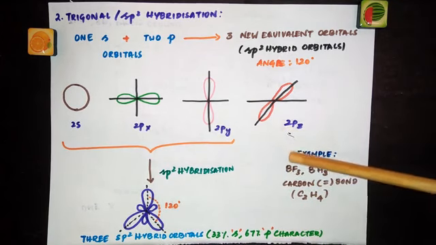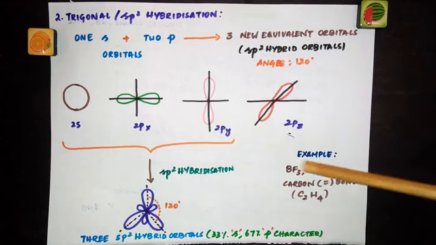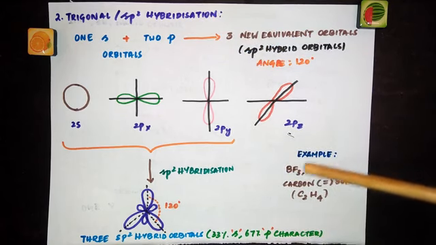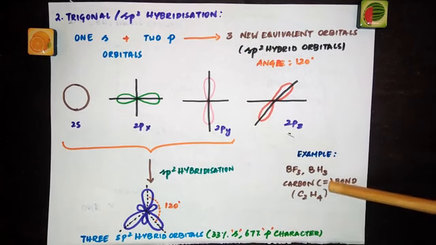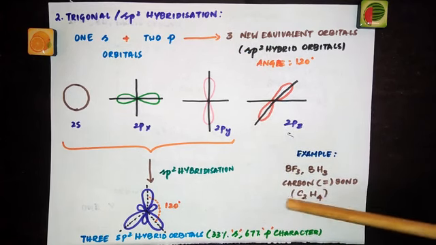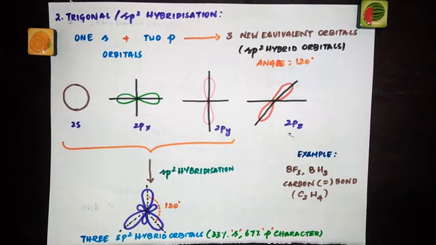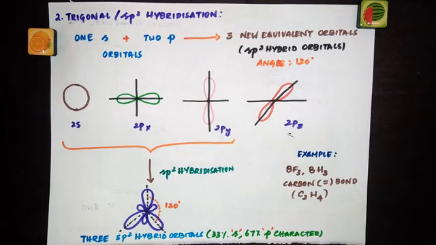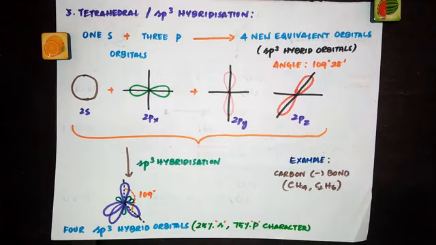Now examples in which sp2 hybridization is shown by the central atom are BF3, BH3, and by carbon where it forms a double bond. Example is C2H4. We can discuss this in later videos under the topic shapes of molecules. So we have seen sp hybridization and sp2 hybridization. Now we will move on to sp3 hybridization.